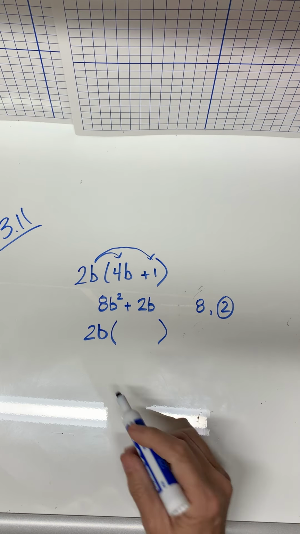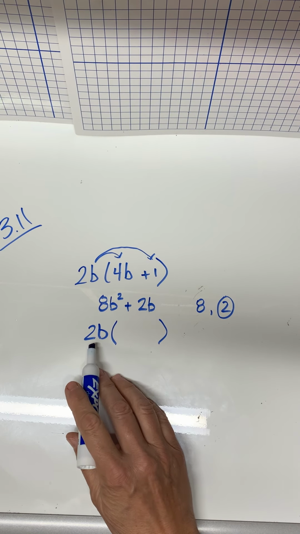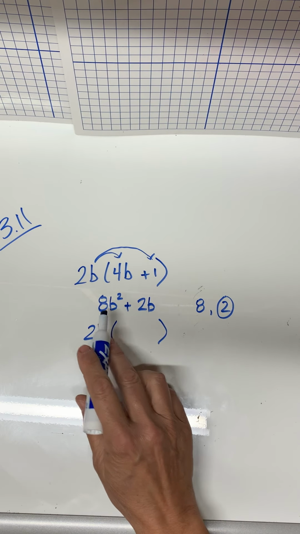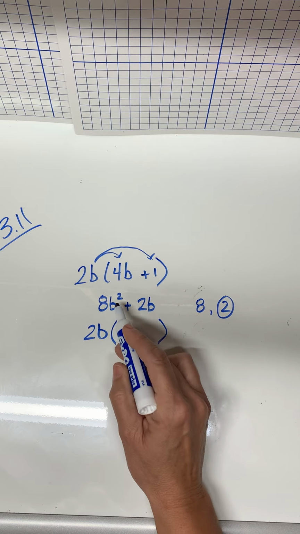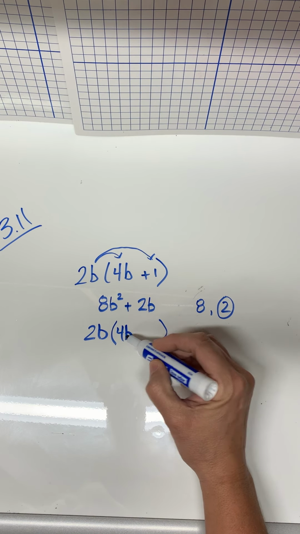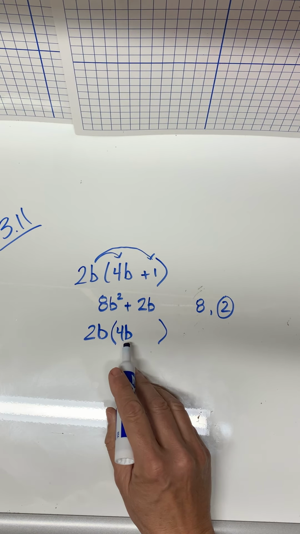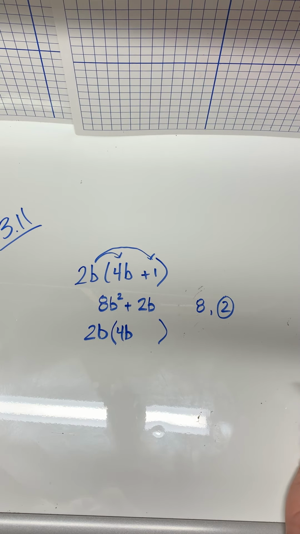If I started with 2 terms, I must have 2 terms remaining in the parentheses. So one way you can do this is you can say to yourself, 2 times what is 8? Well, the answer is 4. B times what is b squared? The answer is b. So 2b times 4b equals 8b squared. Yes, that's true.